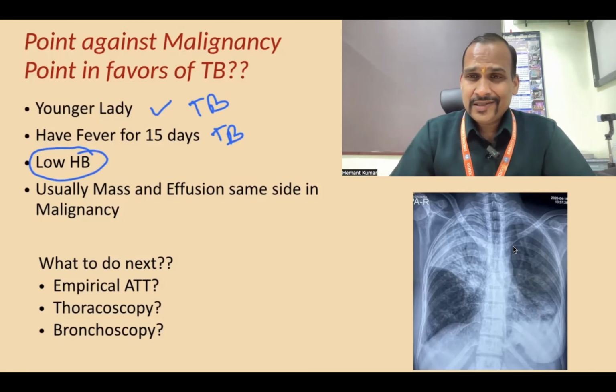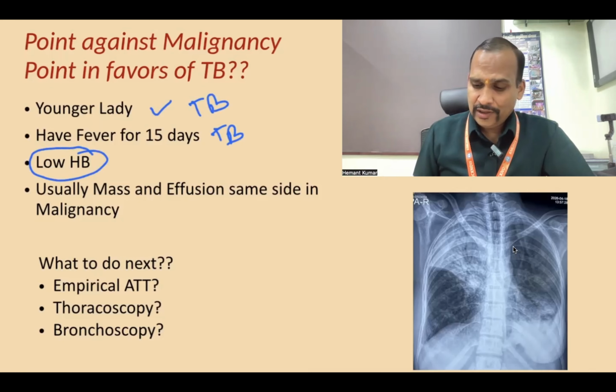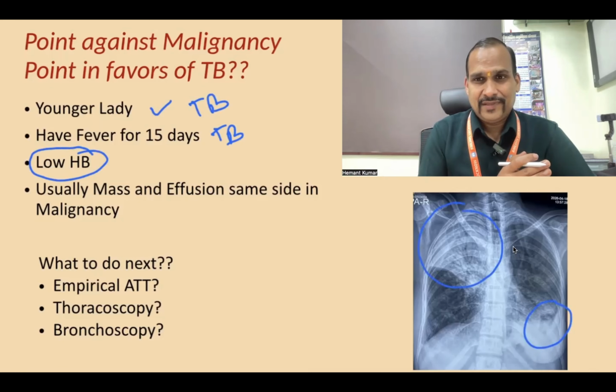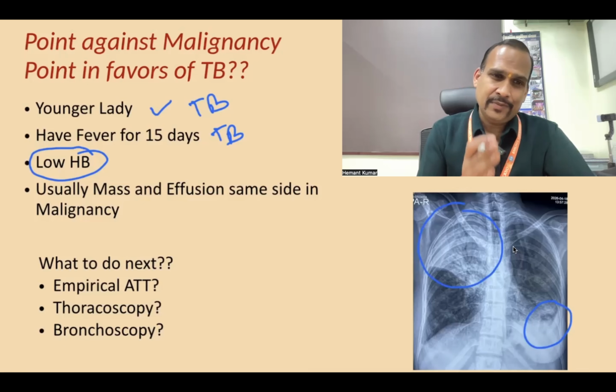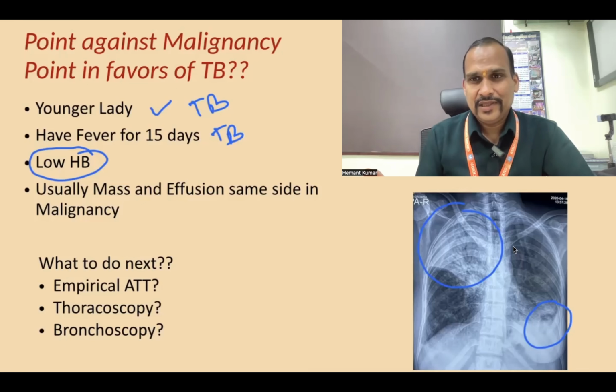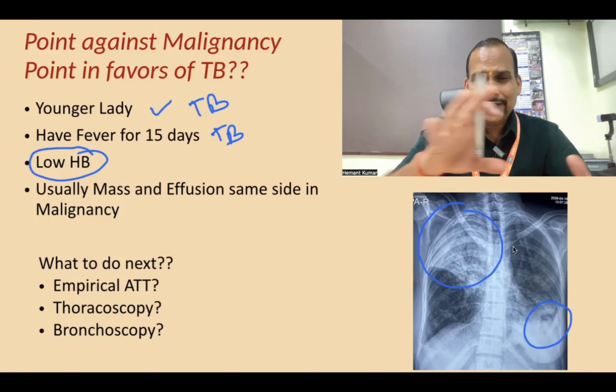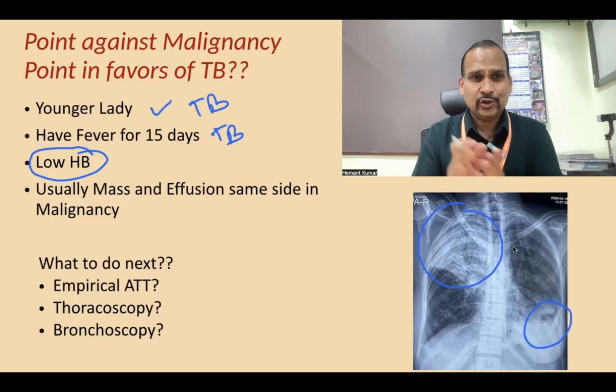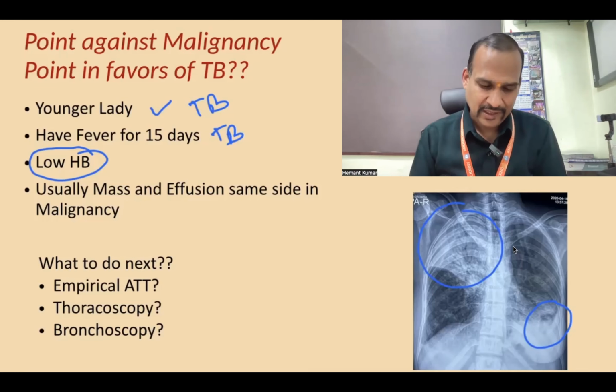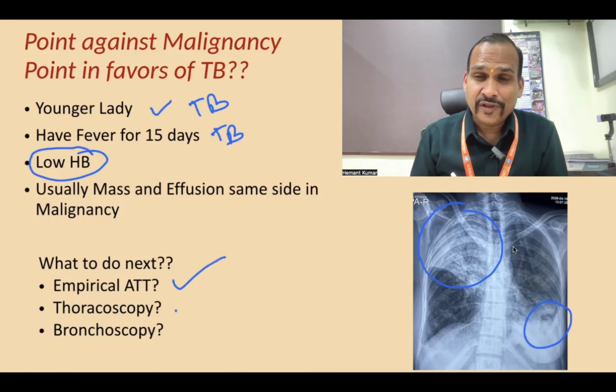And another thing is, usually in malignancy, not always, usually effusion and consolidation persist on the same side. But in tuberculosis, it can be on the same side and the opposite side. So all the clinical scenario and investigations favor tuberculosis. What to do next? Will you start empirical ATT? Will you do further investigation like thoracoscopy to diagnose this patient, or will you do bronchoscopy?